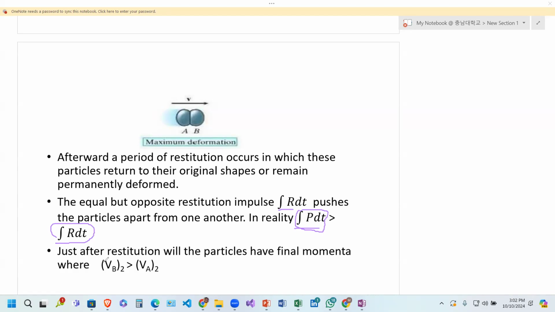Another thing to note is that just after restitution, when the particles separate, they will have a final momentum, whereby the velocity of the second particle should be greater than that of the first particle. Because when they collide, this one pushes the other more, and the other gains more velocity, while this one has lost velocity because of the collision. Even with simple common sense, we can see that really happens. Anyhow, let's dive into this more and get this going.